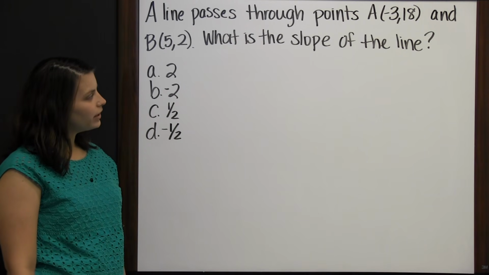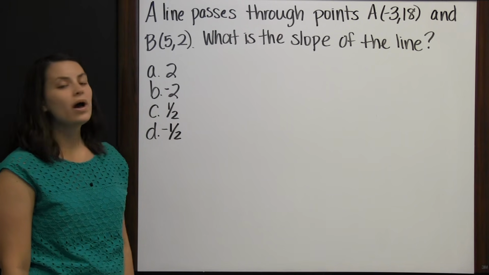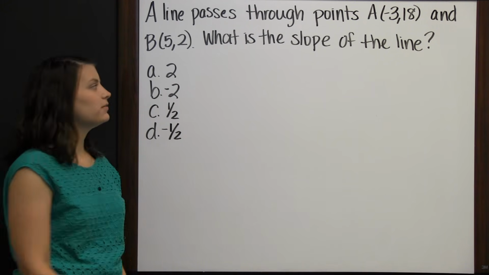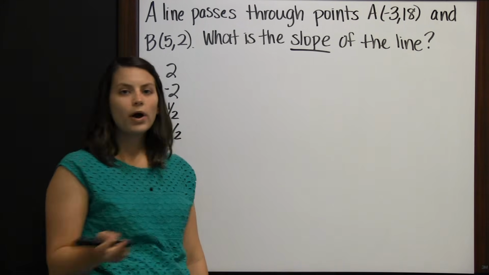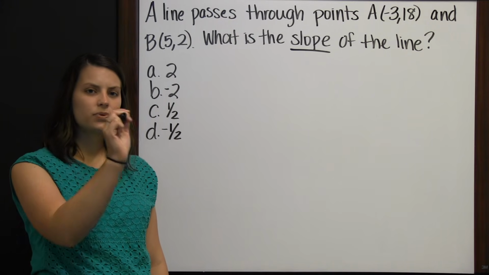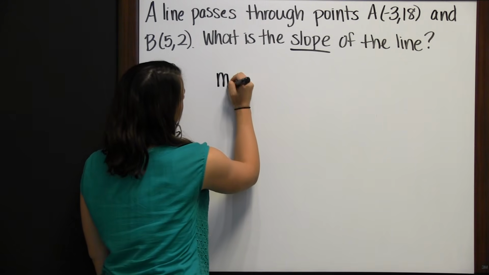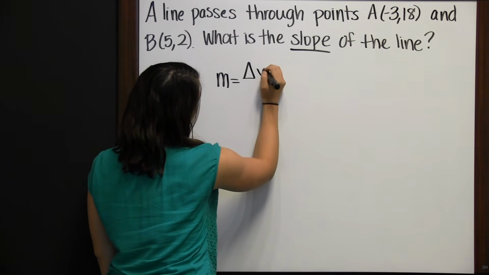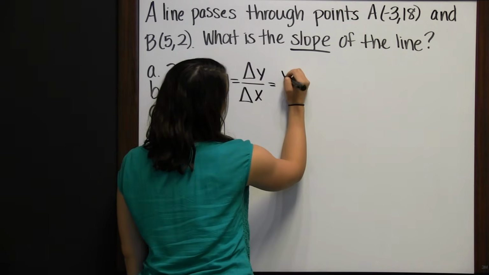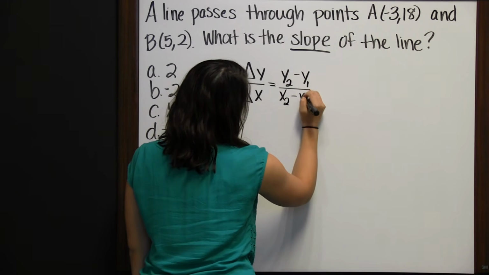A line passes through points A, negative 3, 18, and B, 5, 2. What is the slope of the line? Well, there are a couple of different ways we can find slope. One would be to graph these 2 points on a coordinate plane and then count between the points the rise and the run, because that's all that slope is, really. Slope is the change in your y values divided by the change in your x values, or y2 minus y1 divided by x2 minus x1.